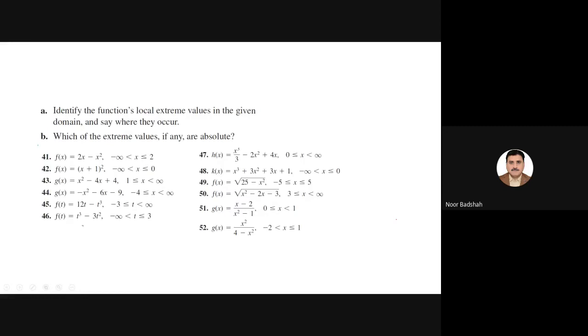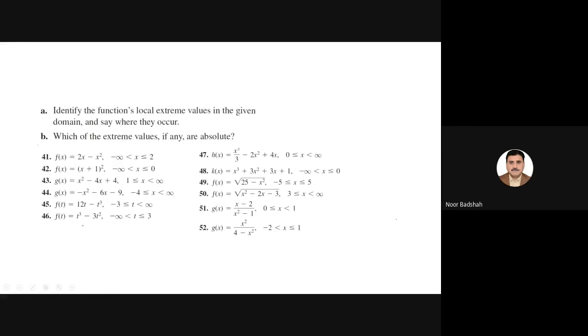While in question 49, 51 and 52, they are the same as we have done in exercise 4.1, I think. ये interval आपको दिए हुए हैं, इसी interval में आपने उसकी values find करनी है, extreme values और फिर उनको pick करना है. I hope you could do that. If you got any question, you can ask me sometime.